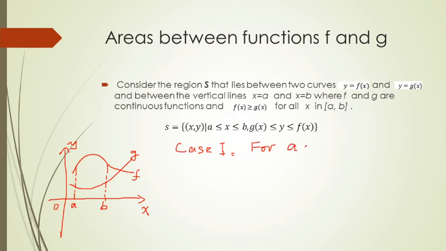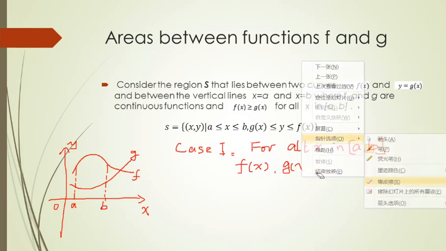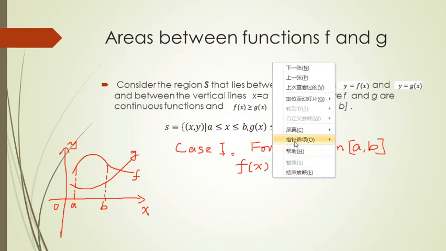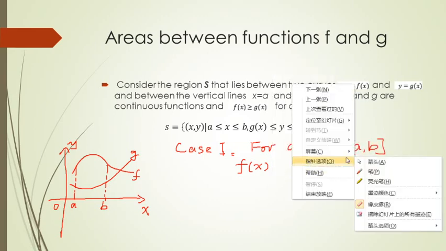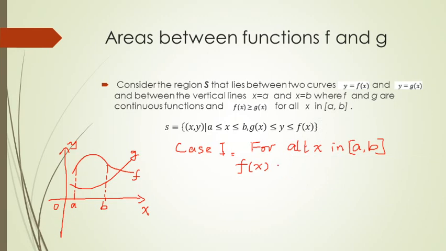For all x in [a, b], both f and g are positive. f is positive, g is also positive, and we know that from a to b, my function f is greater than function g, right? My function f is greater than function g for x in [a, b].